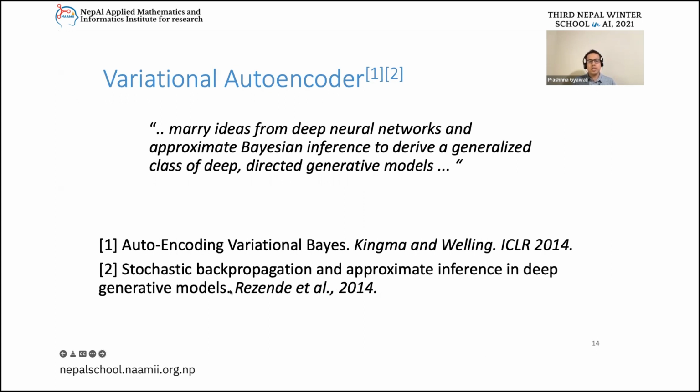I am using this quote because I really like how the authors wrote it. This is actually from the second paper. They say that variational autoencoders marry the ideas from deep neural networks and approximate Bayesian inference to derive a generalized class of deep directed generative models. Here, I would like you to notice these two terms: the first one is deep neural networks, and the second one is approximate Bayesian inference.